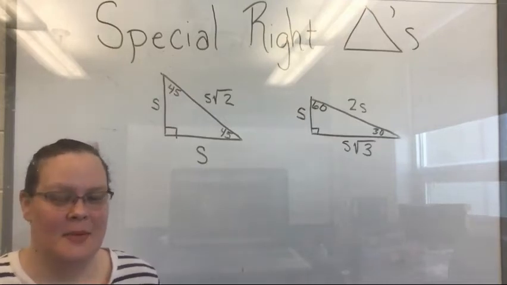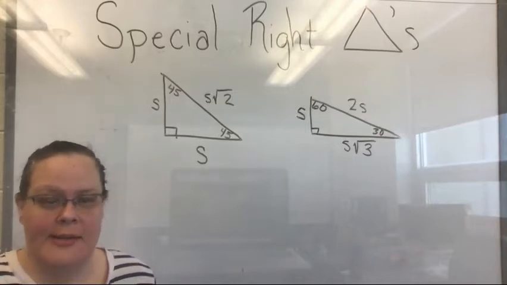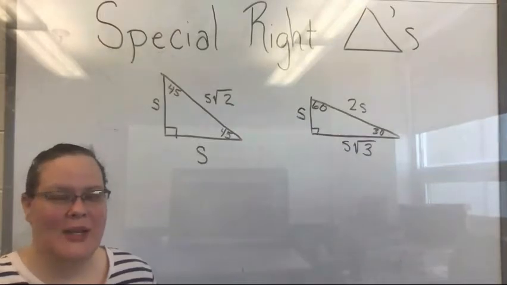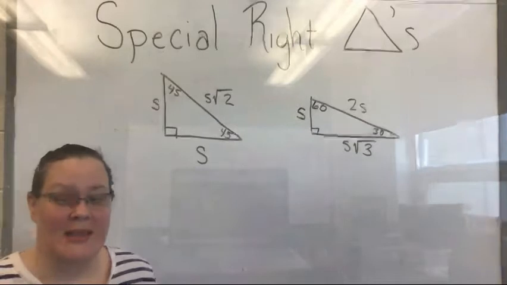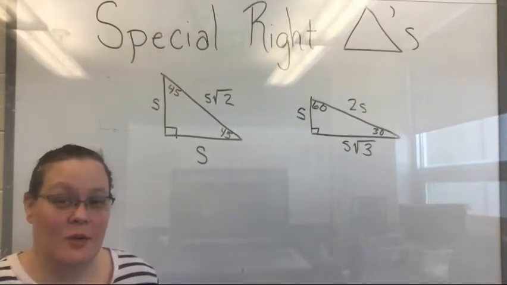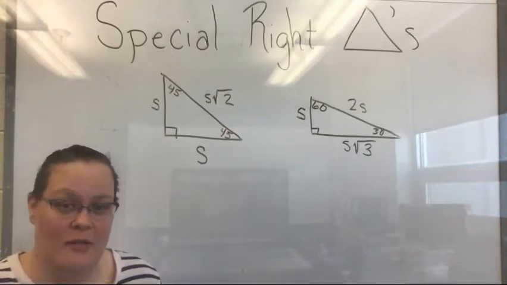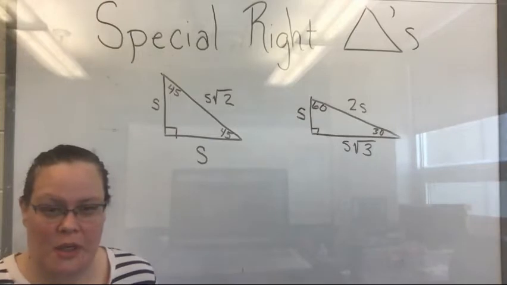So the next type of thing that we need to look at today are what are called special right triangles. Now these triangles have some unique properties, some ones that we can just know how the sides are related to each other in order to help us solve them. We certainly could still use the Pythagorean theorem, but we don't have to. They have some little shortcuts in them.